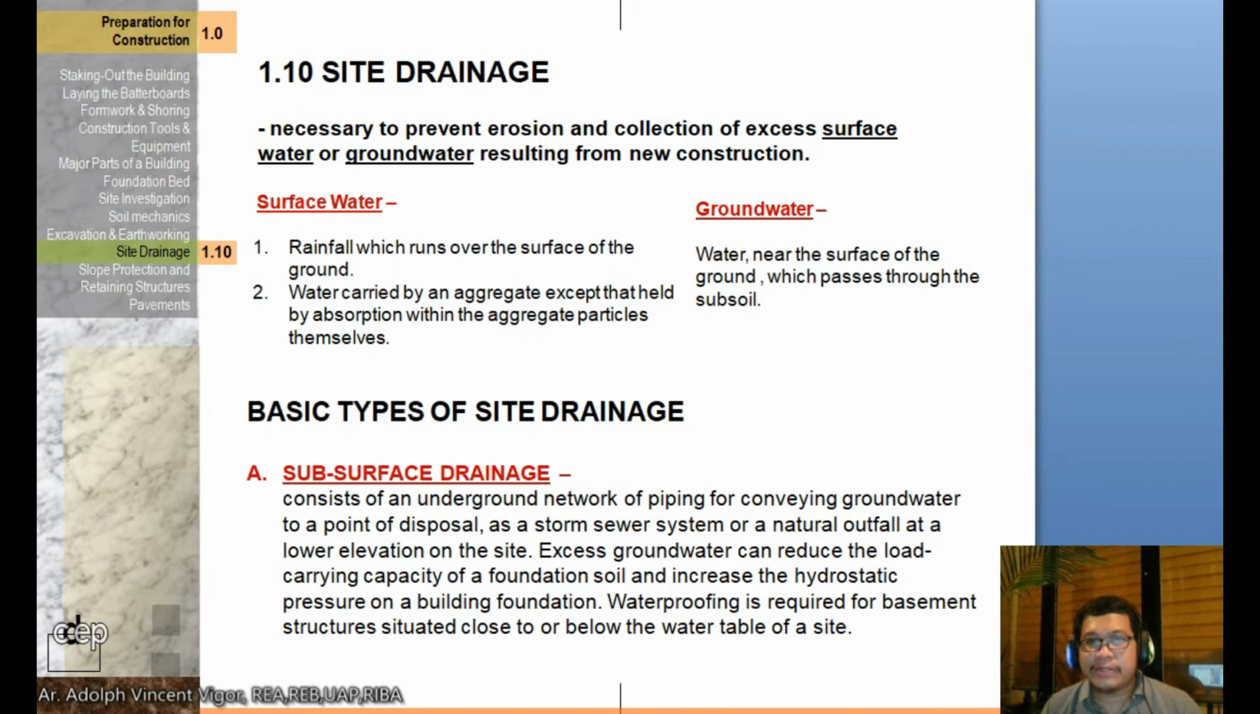So good day class. Today we're going to discuss site drainage. Site drainage is necessary to prevent erosion and collection of excess surface water or groundwater resulting from new construction.